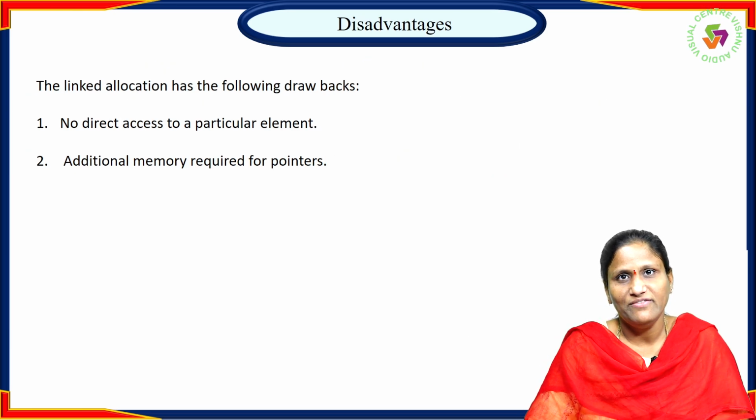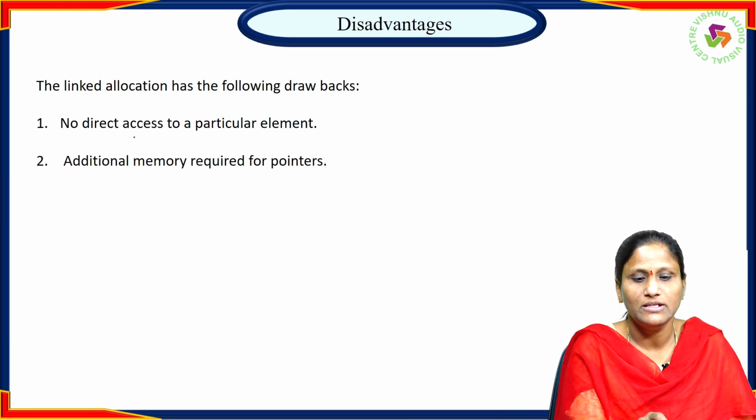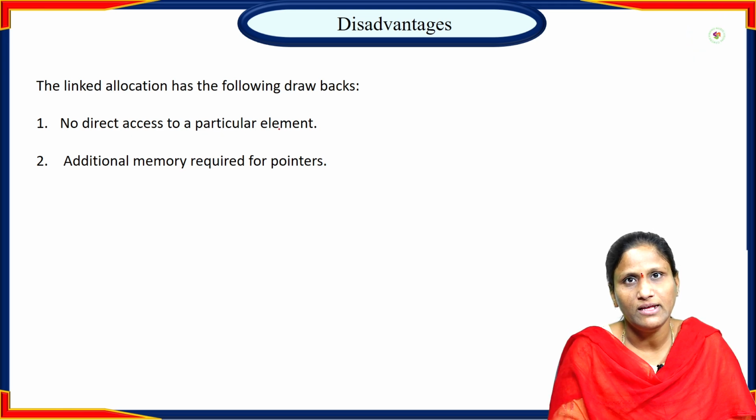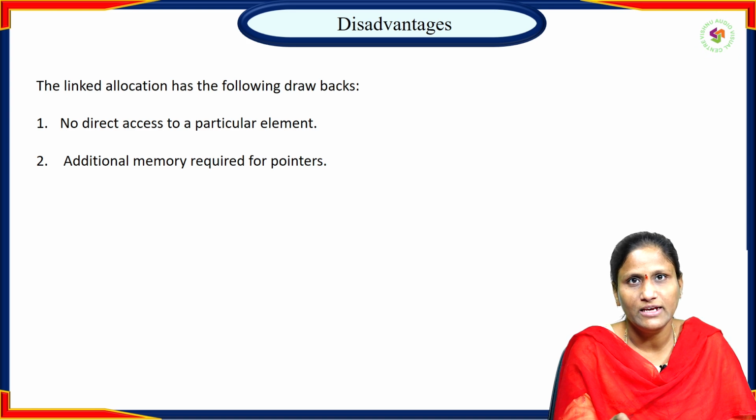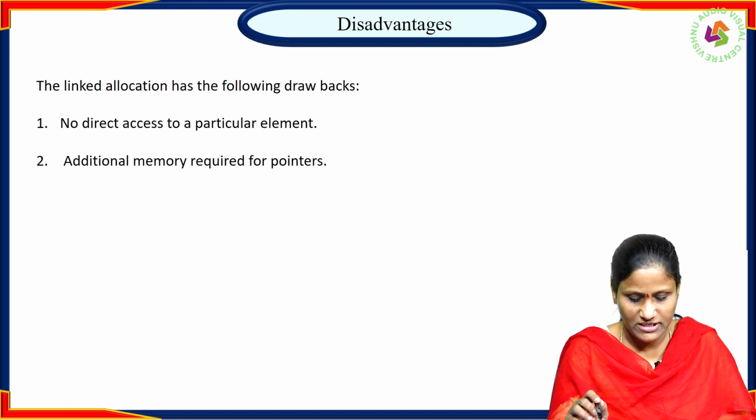So what are the disadvantages of linked list? There is no direct access to a particular element. Why? Because we always have to access the element with the help of pointers, and additional memory is required for pointers. In the case of array, there are no pointers, but in the case of single linked list or linked list, we need pointers which store the address of the next node or next element. So additional memory for the pointers will be wasted.